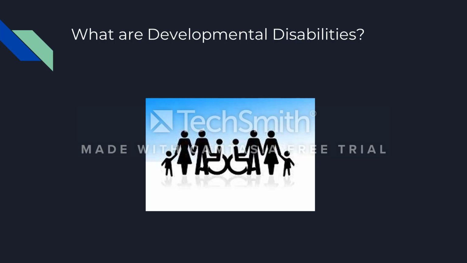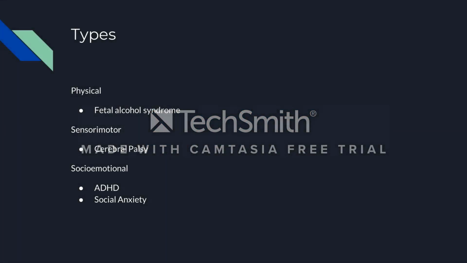So, developmental disabilities are defined as a group of conditions due to impairment in physical, learning, or behavioral areas, and they typically begin during the developmental period. Mental disorders can be broken down into three categories: physical, sensory motor, and socio emotional. The first example of a physical would be fetal alcohol syndrome, a sensory motor would be cerebral palsy, and socio emotional would be ADHD or social anxiety.